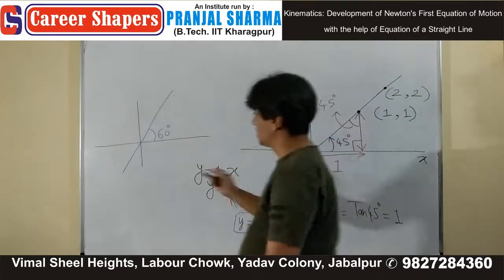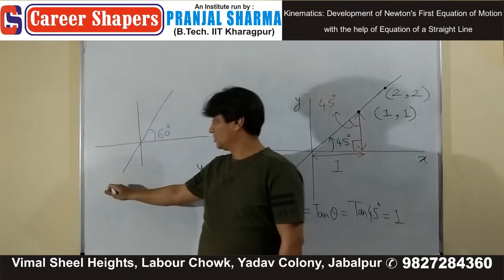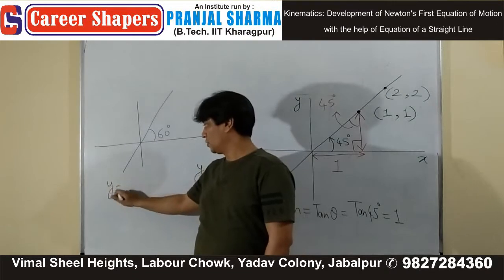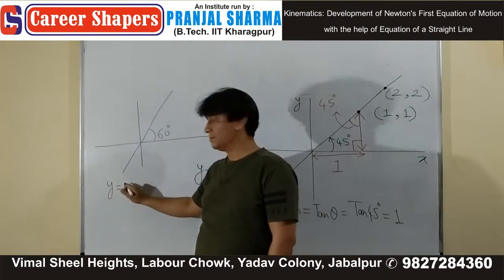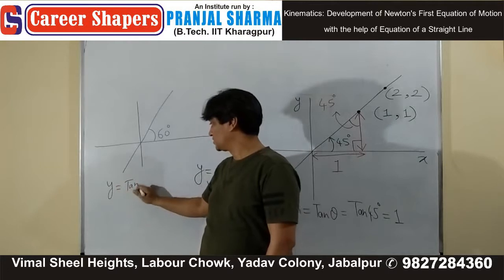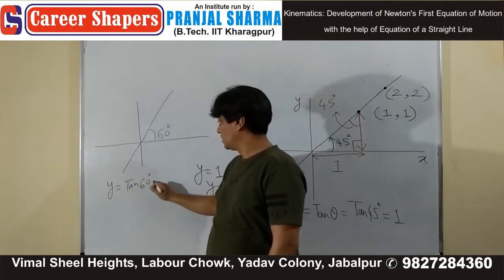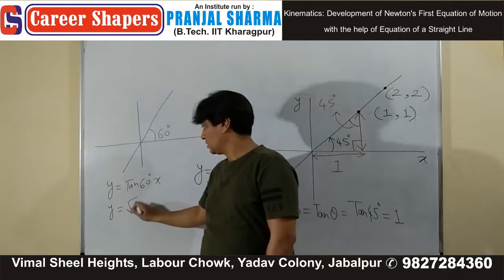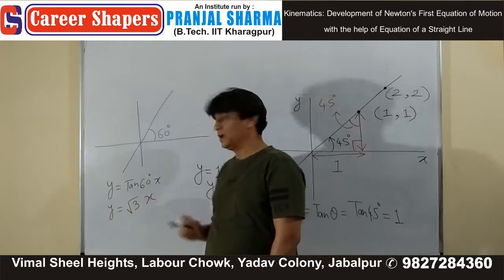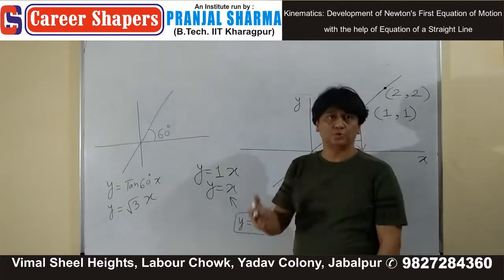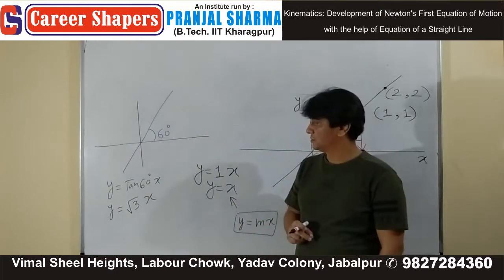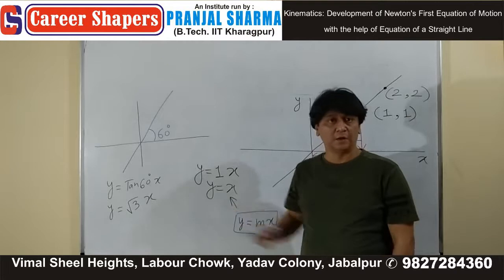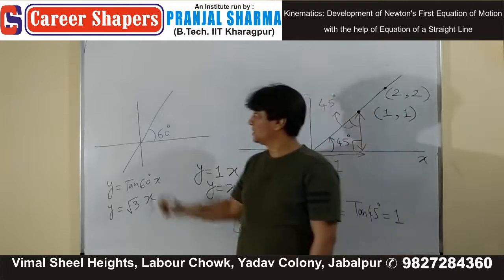Good. What is the equation? y equals m x. What is m? tan of 60. So what is the equation of this line? y equals root 3 x. What does it mean? It means this.